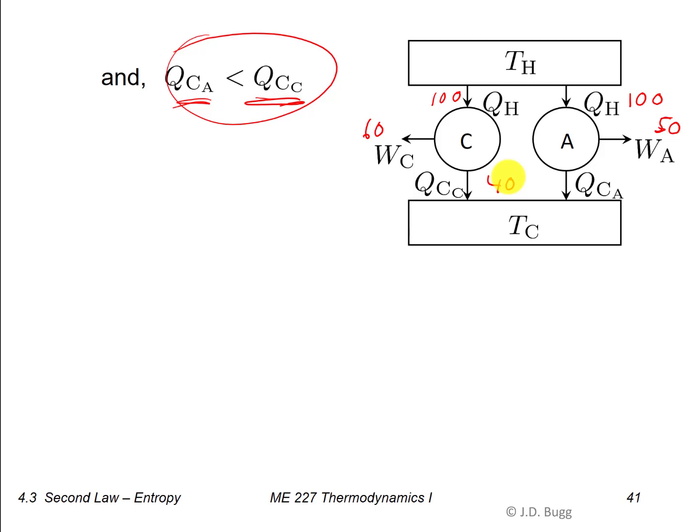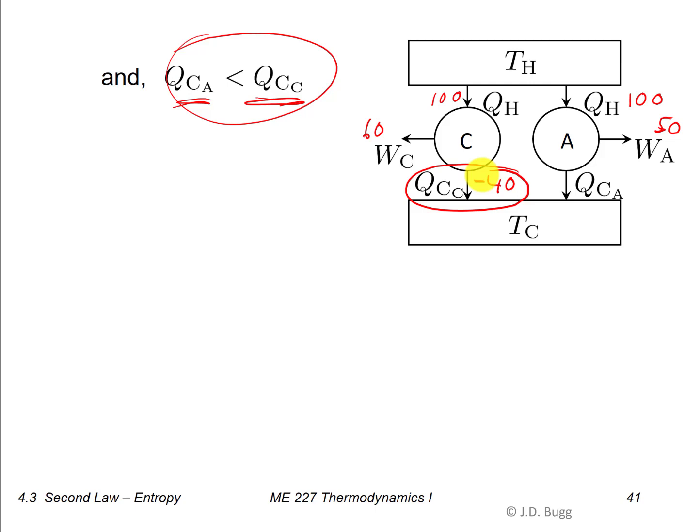But if the sum of the Q's is going to equal the sum of the works, and there is only one work, that means this QC is negative. So this is negative 40. So QCC is negative 40. And of course it needs to be negative because it's heat being removed from the cycle. So QCC is negative 40.